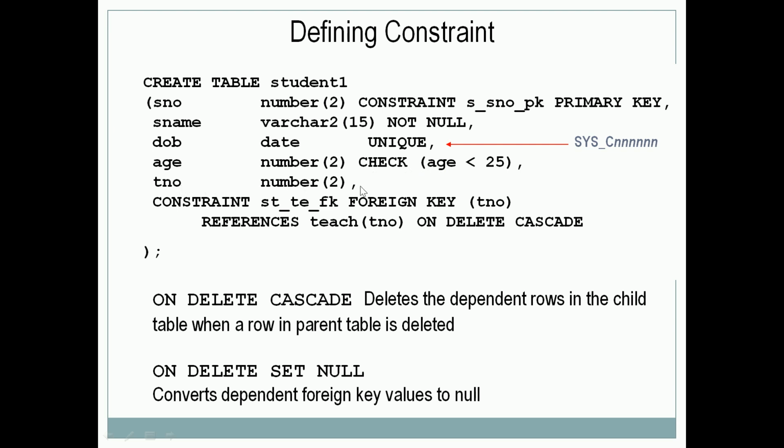Then the last one is T number, and after that, after a comma, we are using constraint name, foreign key, T number. Let's suppose this is the teacher number. All the students should have some teacher on their head, meaning all the students need some teacher. So this teacher number is a foreign key that references a table, Teach, which should be some table name, and the T number of that column name. Here T number and T number, it's not mandatory that you have the same column name. It can be a different column name.